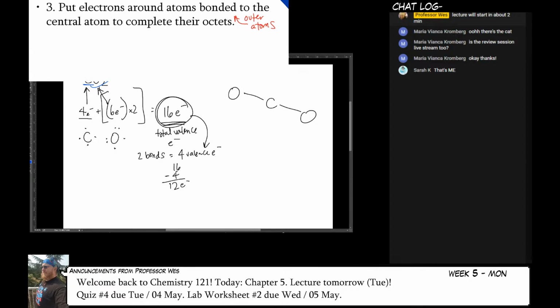Step 3 is going to be make octets around all the outer atoms. So we're going to do that first. I'm going to go right up to this first atom over here on the left. I'm going to just give it an octet. Right now it only has this bond, so it only really has 2 electrons around it. So I'm going to go 3, 4, 5, 6, 7, 8.